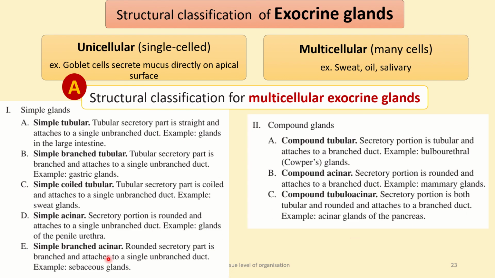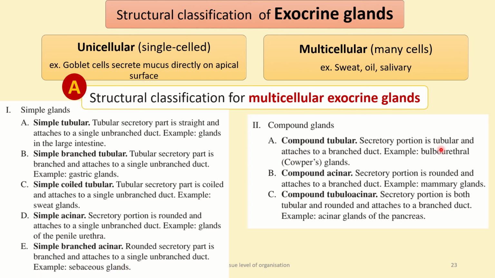The same things have been mentioned over here with suitable examples. If I look at simple glands, simple tubular examples are glands of the large intestine. Simple branched tubular examples are gastric glands. Simple coiled tubular examples are sweat glands. Simple acinar examples are glands of the penile urethra. Simple branched acinar examples are sebaceous glands.